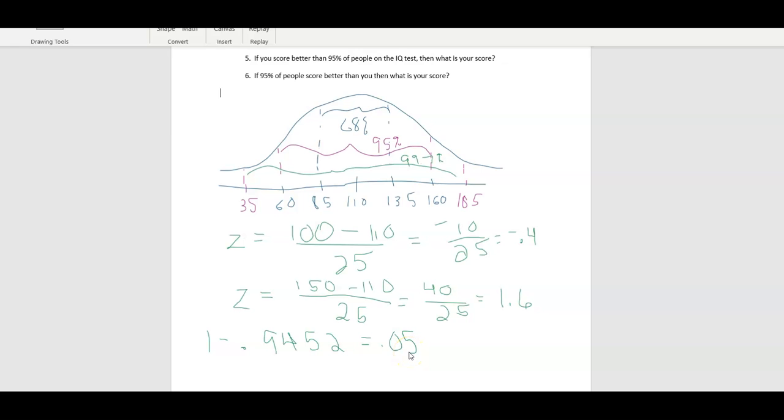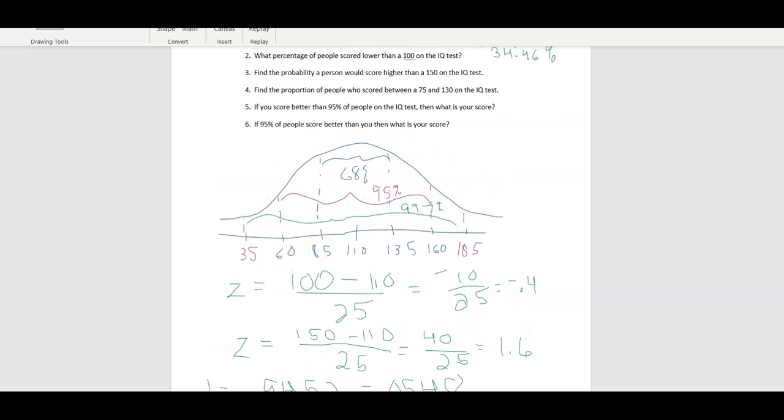So 0.0548 is the actual probability that we're looking for. Probabilities and proportions are interchangeable words. So let's realize this is exactly what we're looking for. If it was a percentage we were looking for, we would move the decimal and make it 5.48%. But both probabilities and proportions will be decimals.